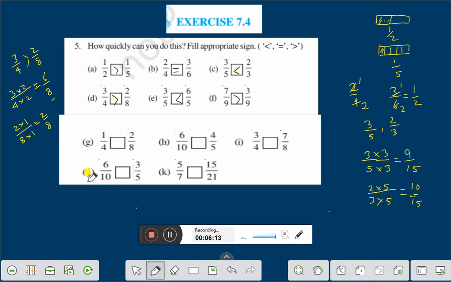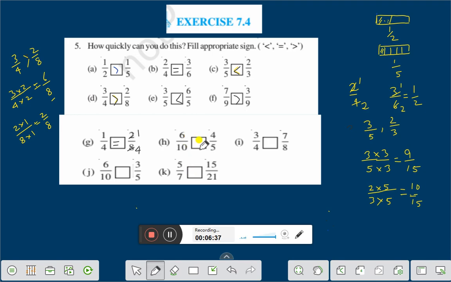Right? Now question number G. It is 1 by 4 and 2 by 8. If we change it into lowest terms, dividing 2 by 2, 2 by 8 also becomes 1 by 4. Therefore, the sign will be equal to. Right? Here it is 6 by 10 and 4 by 5.